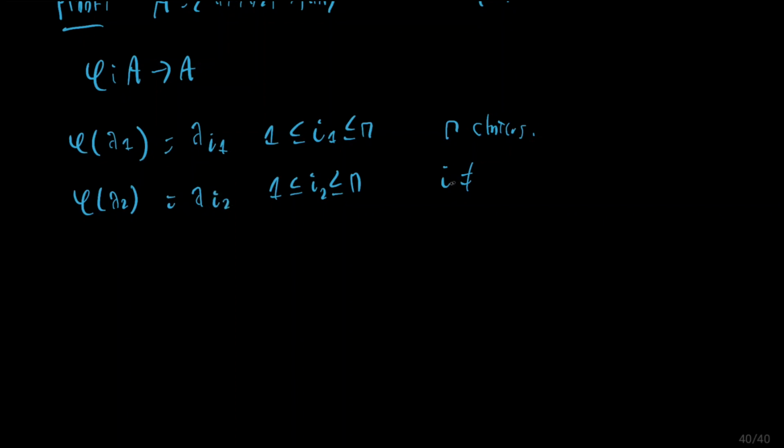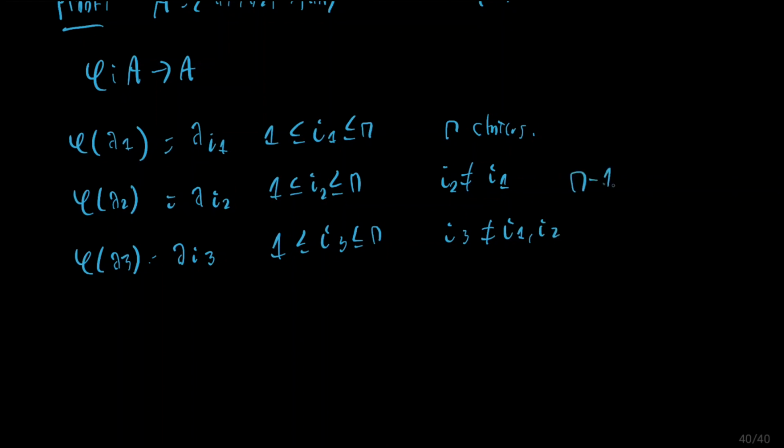But notice I2 needs to be different from I1. And in the same way, for A3 we have A of I3. I3 is between 1 and n, and I3 is different, so it's not equal to I1 and I2. So how many choices did we have for phi of A2? N minus 1 choices, and here n minus 2, and so on.